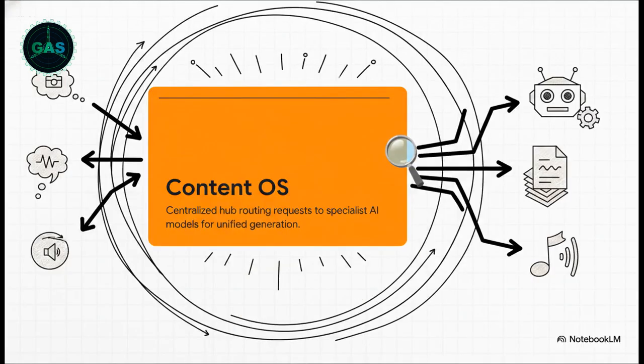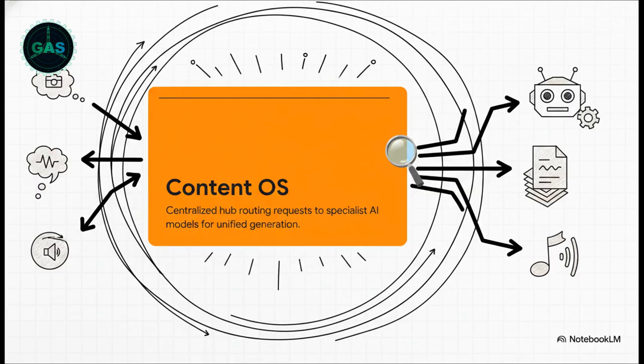Well, that brings us to the concept of a content operating system. By combining a coding environment, like Claude Code, with a multi-model generation platform, you create this highly capable, unified engine. Instead of managing a dozen different web apps, you have one single centralized hub. You just make a request, and the system intelligently routes that task to the absolute best specialist AI model for the job, all without you ever having to leave your workspace.